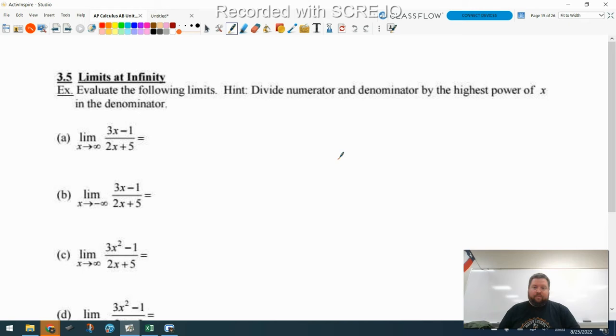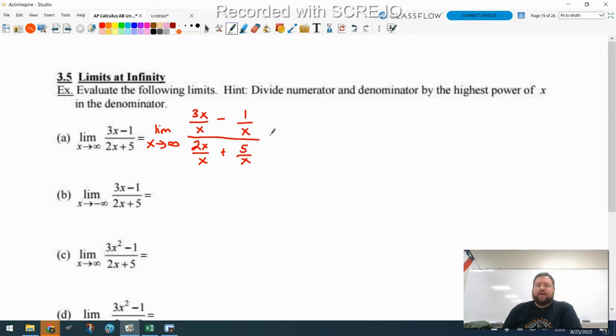This is kind of what you do if you really can't figure out what the answer is. Okay, so for letter A, the highest power of x in the denominator is x to the first power. So this says we're going to divide everything by x. So I'm going to rewrite my limit as x approaches infinity. And I have 3x divided by x minus 1 divided by x, over 2x divided by x plus 5 divided by x. All right, and then we can simplify this a bit.